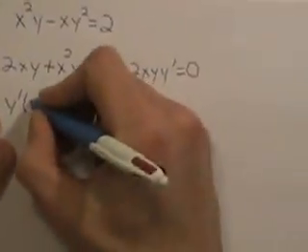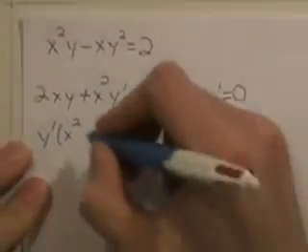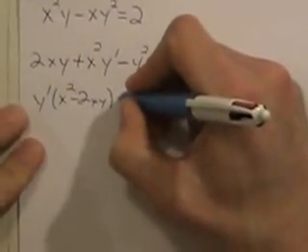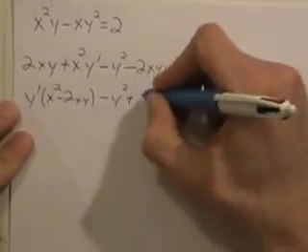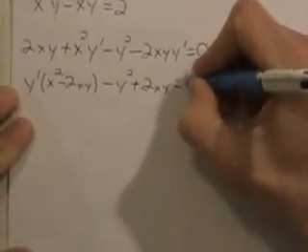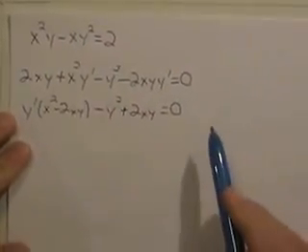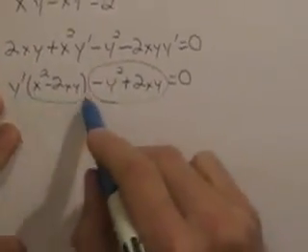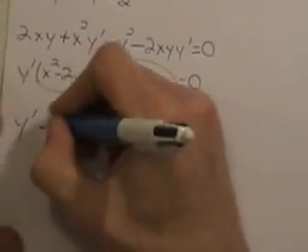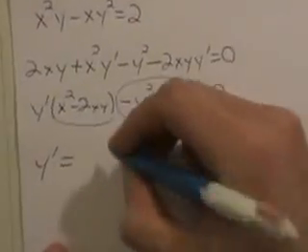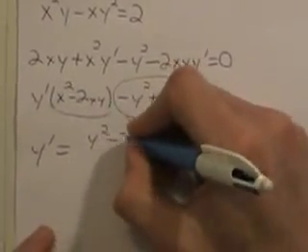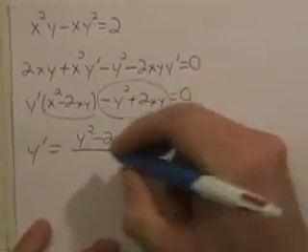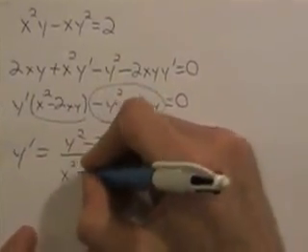So collect the like terms, and that'll give me y prime. If I factor it out, that'll be y prime times x squared minus 2xy, minus y squared plus 2xy equals 0. So I bring these two over, and then I divide through by this, and I get y prime equals, what did that give me? y squared minus 2xy, bring that over, divided by x squared minus 2xy.